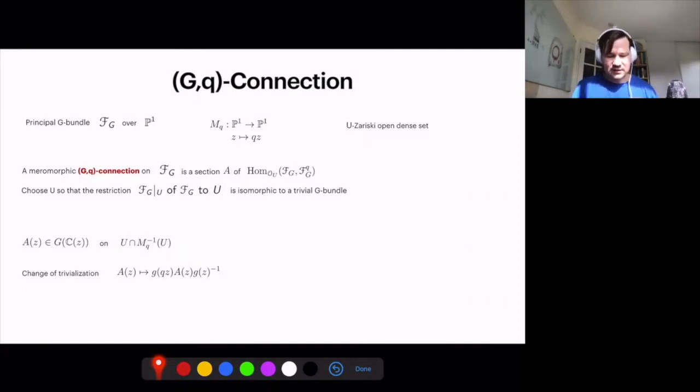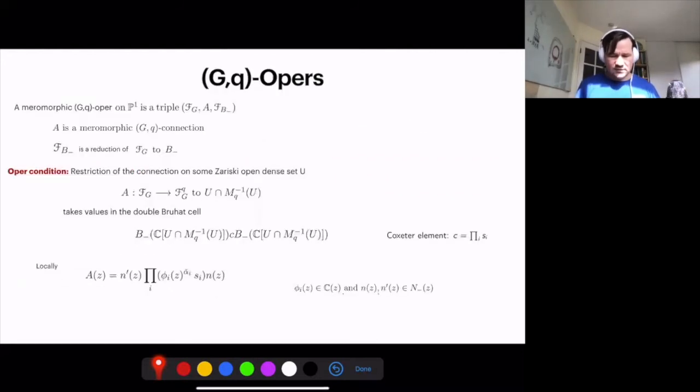And it becomes a little bit more formal. So Q connections are the same way. In this case, you have a principal G bundle, and you have this map from P1 to itself, which maps Z. And then you need to restrict to some Zariski open dense set. Right? So there's Zariski topology in algebraic geometry. The closed sets are those which are given by vanishing of polynomial functions. And then you take the intersection of U and the inverse of U under this MQ, and you'll always be working in that set. And then the way you define oper is that the condition for the isomorphism between the subbundle and the factor bundle is replaced by this.